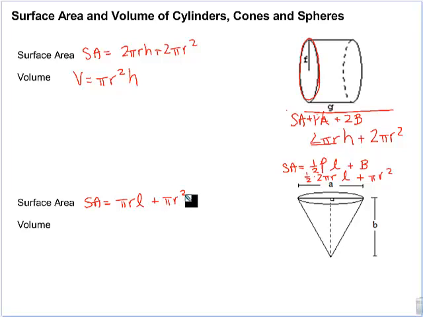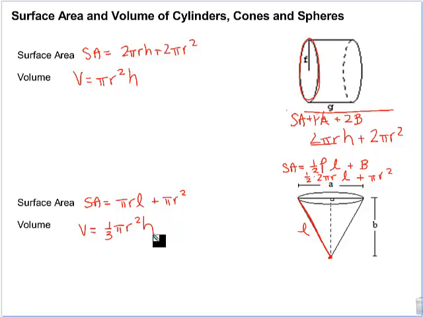The slant height is the height from the vertex to any point along the edge of the circle of your base. Volume is a lot like the volume of a pyramid, which is 1/3 area of the base times the height. So here, 1/3 times the area of the base, pi r squared, times the height h.